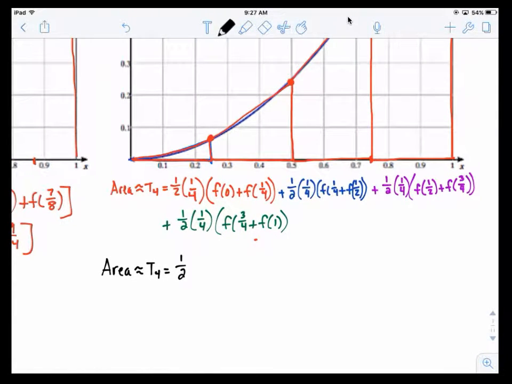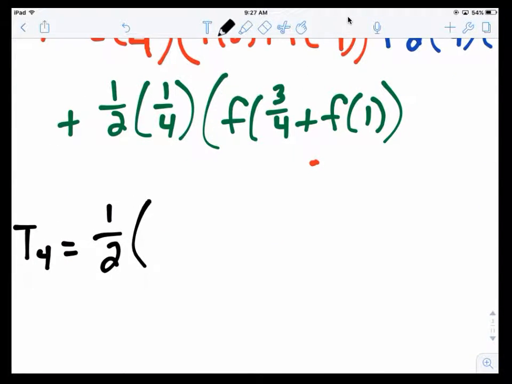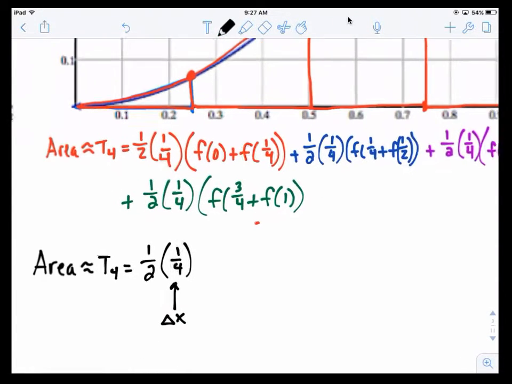Now, what else did I multiply everything by? 1/4, right? And that's also my height. So anytime you are doing a trapezoid method where everything has the same height, you can take 1/2 and then you can put the height right out front as well. And then this would be delta x.